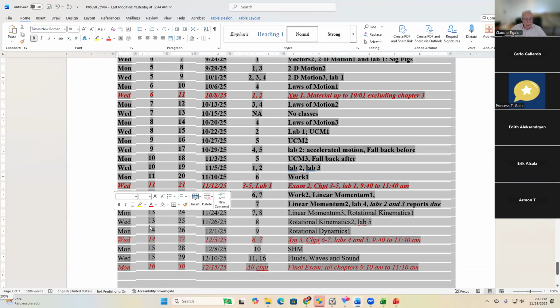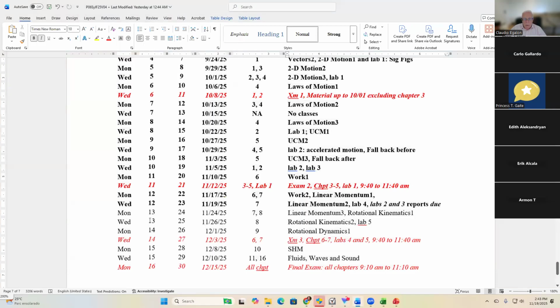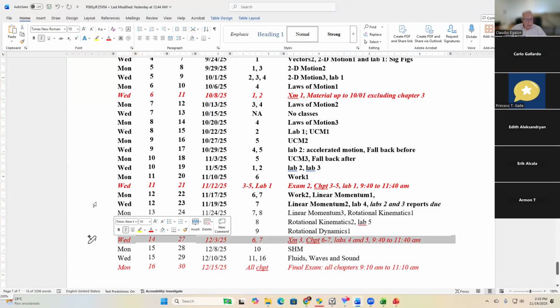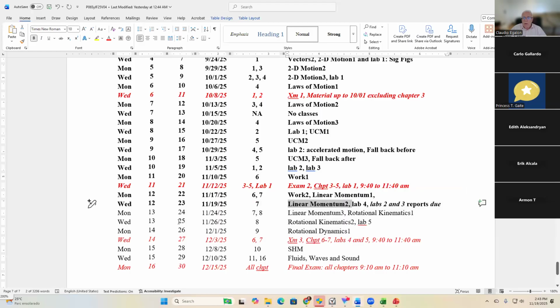We are going to have our third exam. Third exam in 2 weeks. Yeah, 2 weeks. We are covering chapter 7. So today we're going to do lab 4 as well. Let's see if we can finish linear momentum. If we can, then next time we start talking about chapter 8.